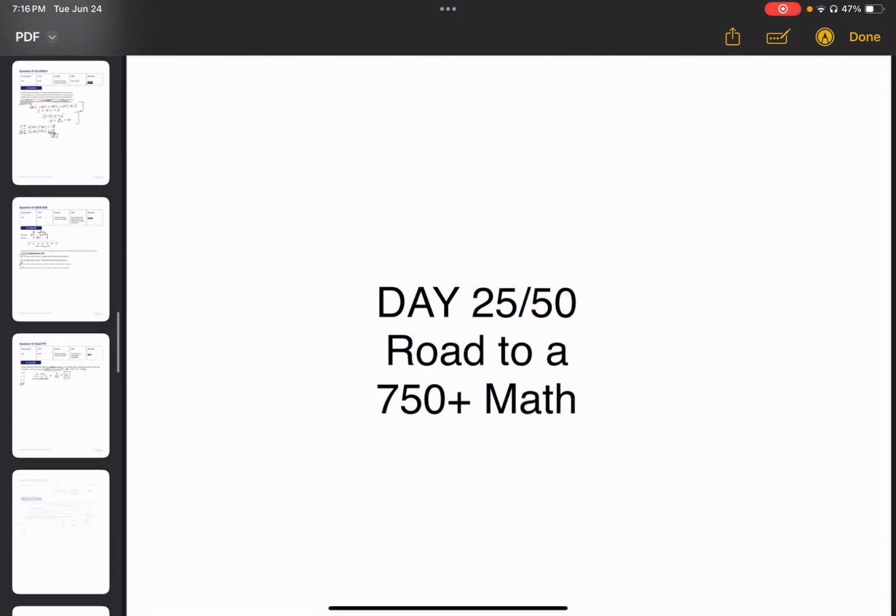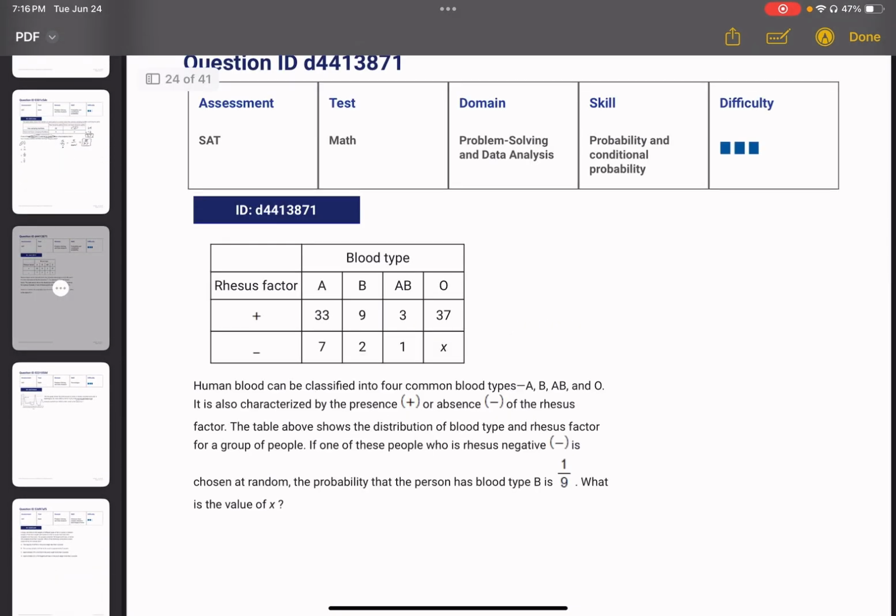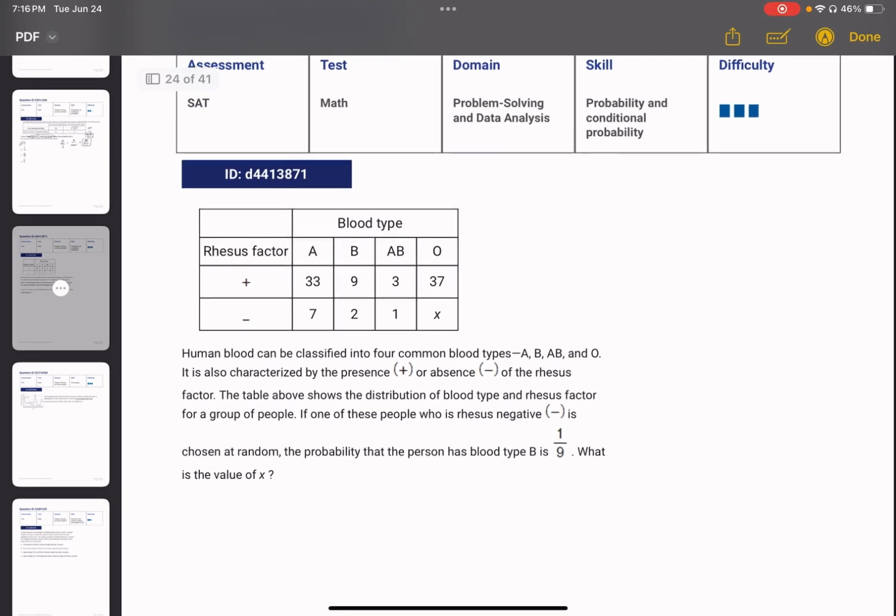Looking at our first one, we have this one over here. It's about blood type, and I don't even know how to pronounce that, but rhesus factor. Let's say it's pronounced like that for this video.